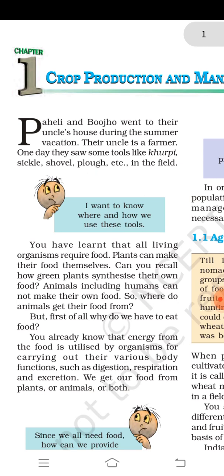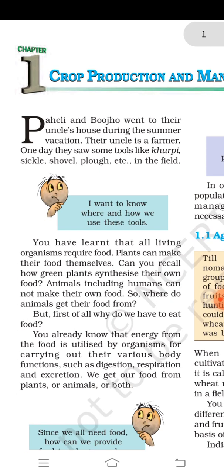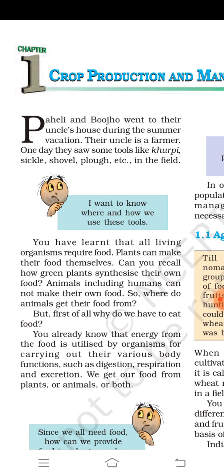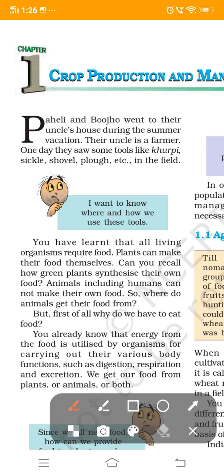Okay, now here Boojho wants to know where and how we use these tools. So I want to tell him we use these tools for agricultural purposes, for farming. You have learned that all living organisms need food. Of course, plants can make their own food by themselves. So can you recall how green plants synthesize their own food? It's very simple. We have learned in standard 6th and 7th how plants make food.